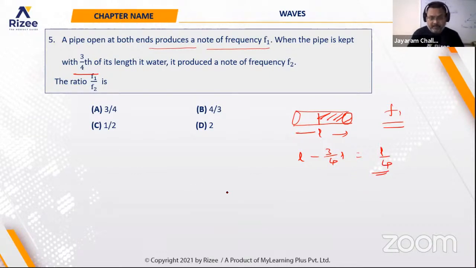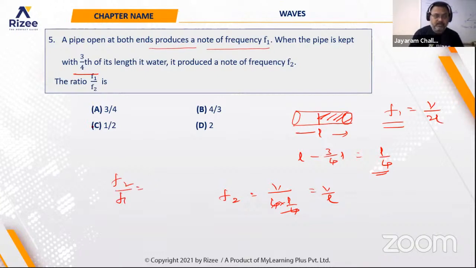He is asking how much F2 is going to be. So F2 is equal to V by 4L, but the new length is L by 4. The 4 gets cancelled, so it's going to be V by L. But what is your V by L value? It's an open pipe, so F1 will be equal to V by 2L. He is asking F2 by F1 is equal to how much? Substitute their corresponding values. This is going to be V by L by V by 2L. Now whatever you get, that should be your answer.